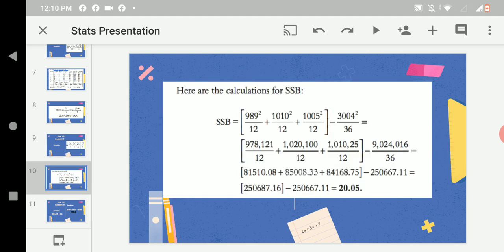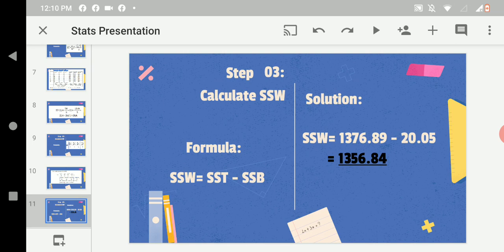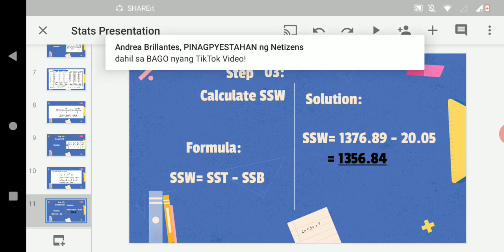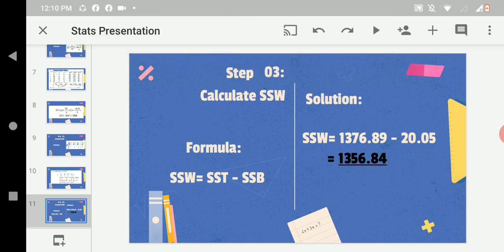This is the formula, and then next step we will calculate the SSW, which is SST minus SSB. A while ago we discussed the SST, we got 1376.89, and we also calculated the SSB, which is 20.05. Then we're just going to subtract both, and we will have 1356.84.